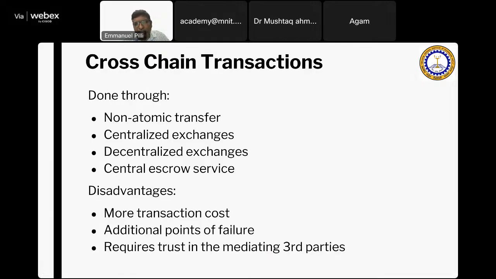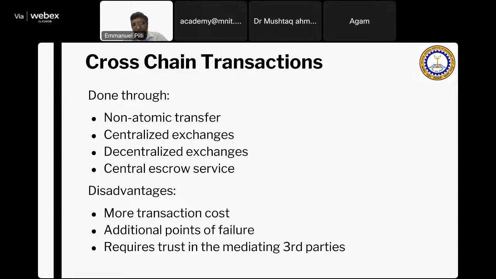So you have a lot of cross-chain transactions also. They are done through non-atomic transfer, or through centralized exchanges, decentralized exchanges, or what is called an escrow service. Escrow service is a trusted third party. I will put money, you will put money, we both will get back our exchange. It's called an escrow service, right?